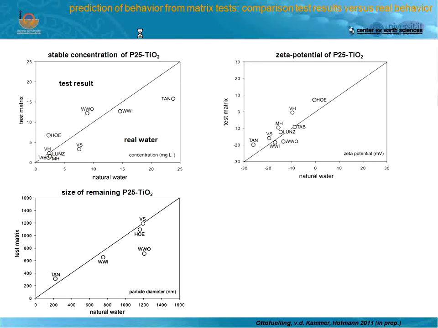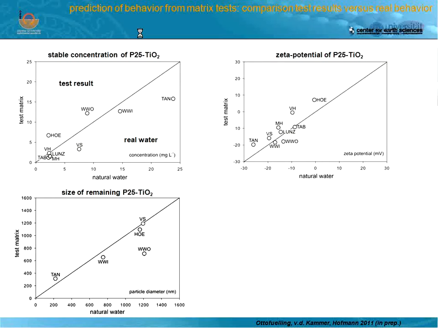And then we went into our testing. So we did all the tests with the real waters again. We measured them, and we made these plots about the remaining concentration, the zeta potential, and the size of the remaining P25 particles for the test results in our selected matrix and the real water results in natural waters. And for the concentration, I think this fits here quite well. Also for the zeta potential, we have a quite good fit here along the line.